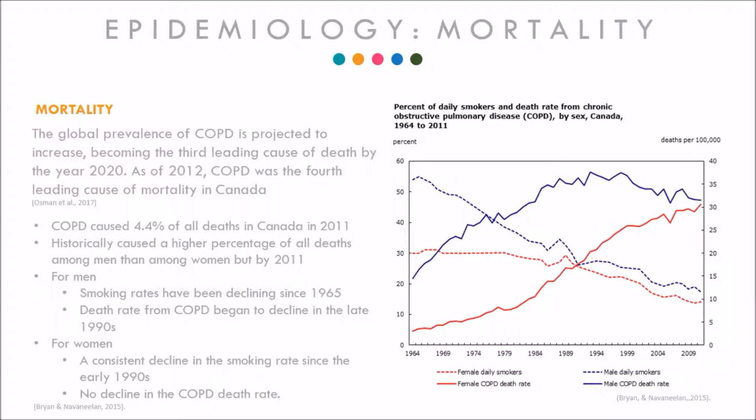Among Canadian men, smoking rates have been declining since 1965, while the death rates from COPD began to decline in the 1990s. Smoking rates for women were relatively stable from 1964 to the early 1980s. A consistent decline in the smoking rate did not occur before the early 1990s. There has not yet been a decline in COPD death rates among women. However, there has been no significant change since 1997.